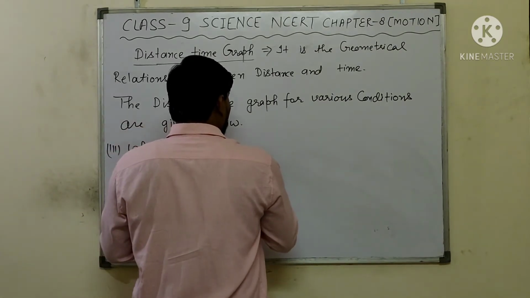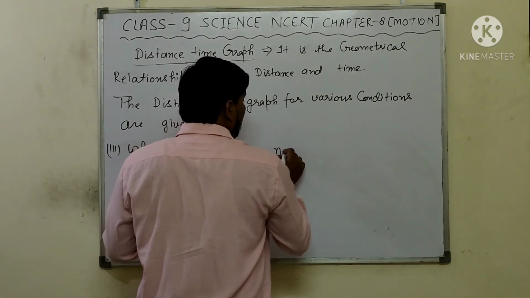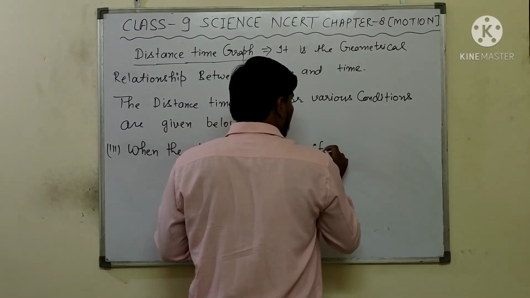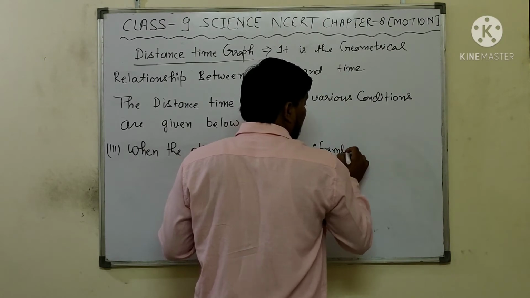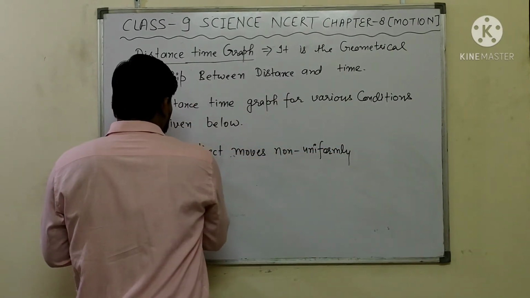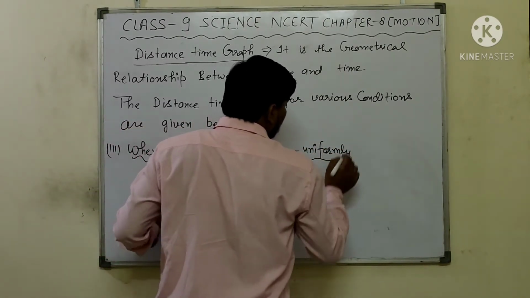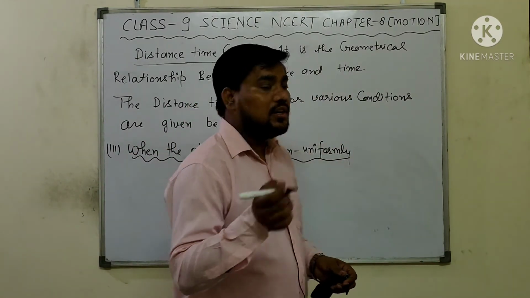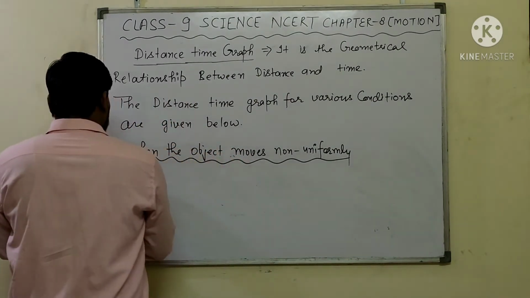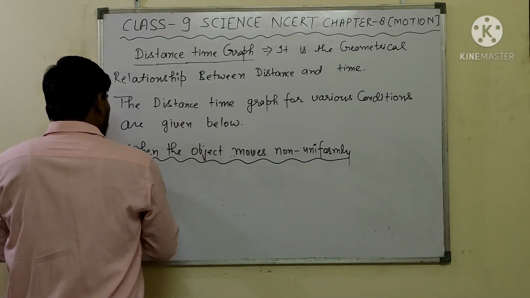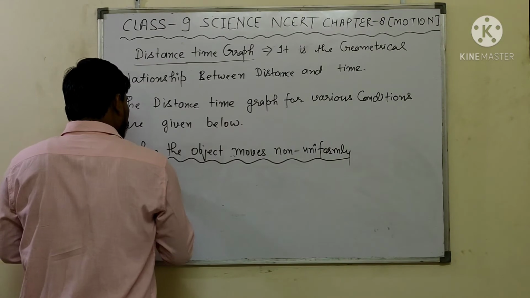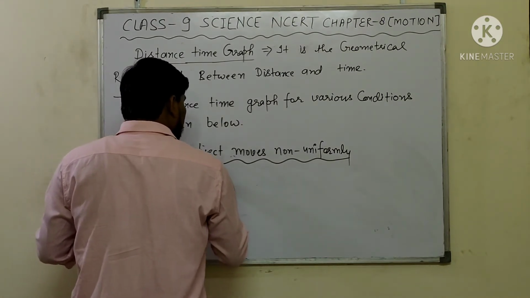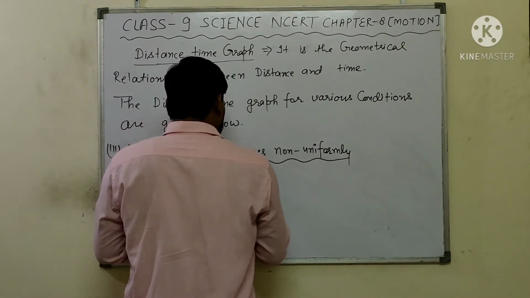The third condition is when the object moves non-uniformly. Non-uniformly, I have told you, means whenever it is covering different distances in different time intervals. So in this condition, two cases arise. Case 1: when the speed is non-uniformly increasing.